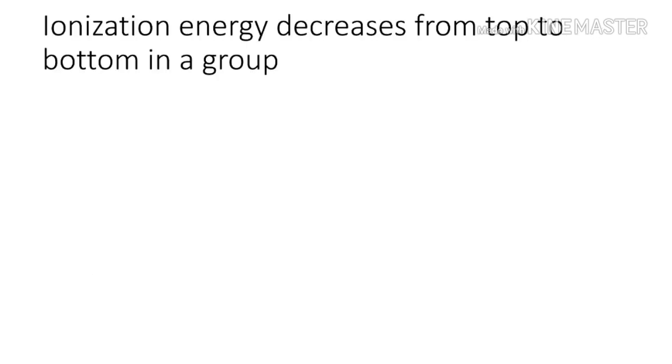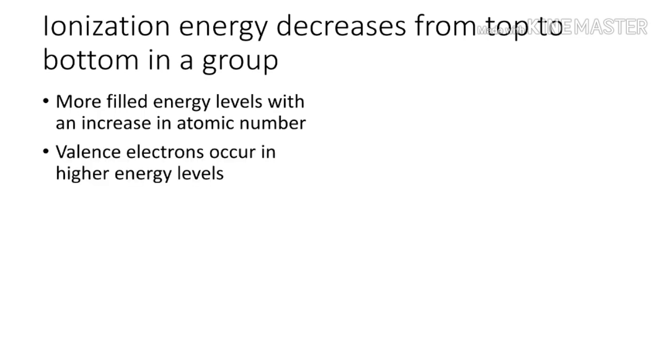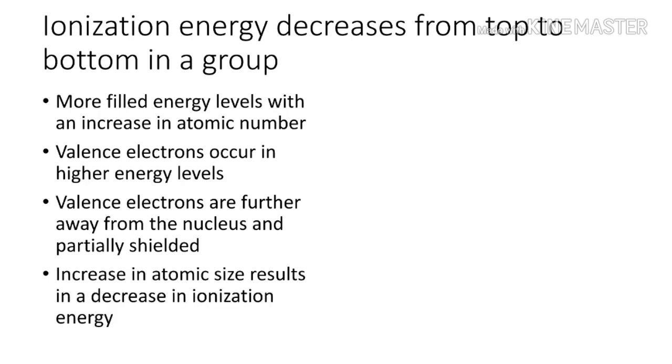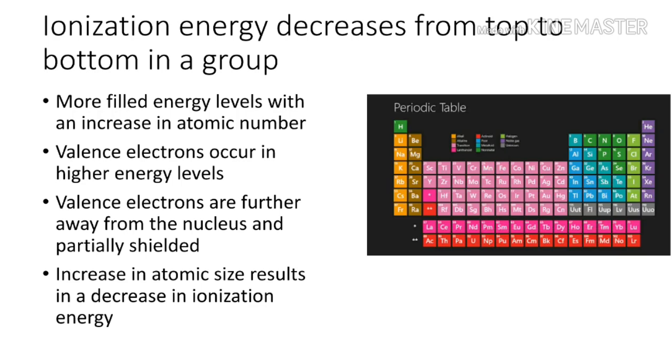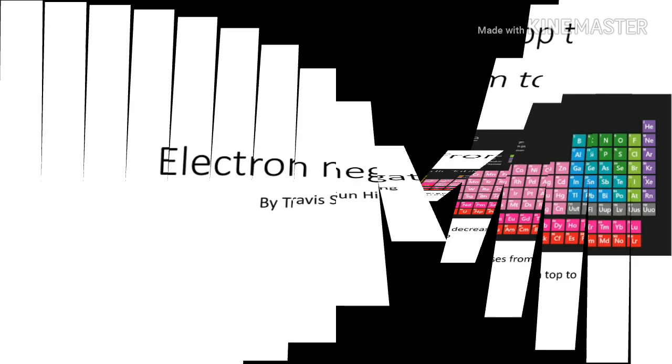Ionization energy decreases from top to bottom in a group. With an increase in the atomic number, the atoms have more consecutively full energy levels. The valence electrons from atom to atom occur in higher energy levels. The outer electrons are then further away from the nucleus and are partially shielded from the nucleus's attraction by the inner electrons, which lie in the inner energy levels. With an increase in atomic size, less energy is required for the valence electrons to be removed, and therefore ionization energy decreases from top to bottom.